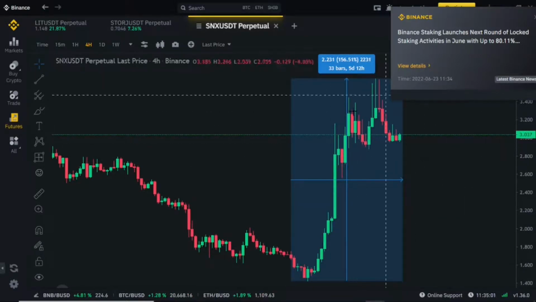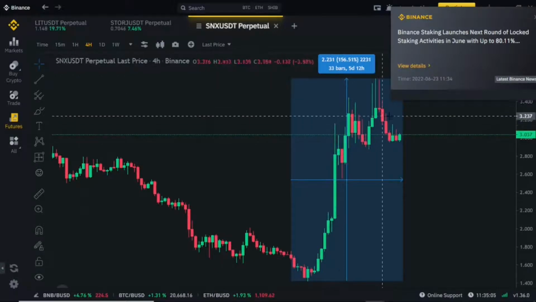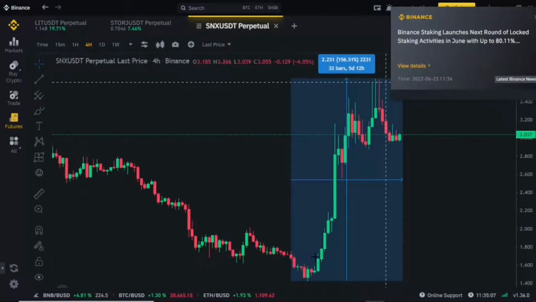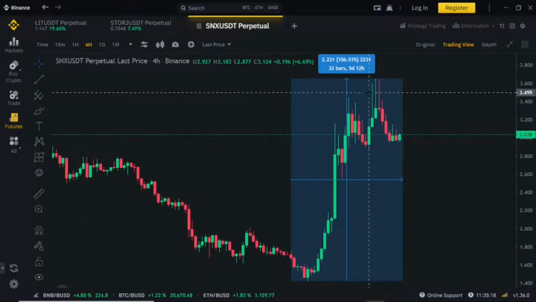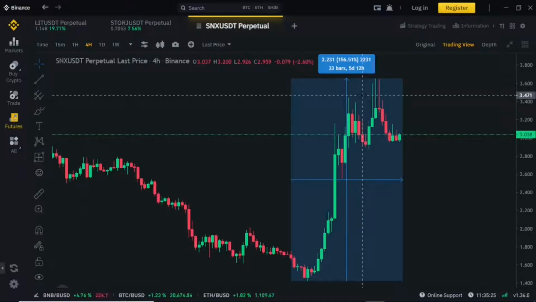You would have made approximately 120% profit going long on this bullish trend section. 120% of $100 would be approximately $120 worth of absolute profit from this particular trade, which is an amazing way to actually grow your trading account.